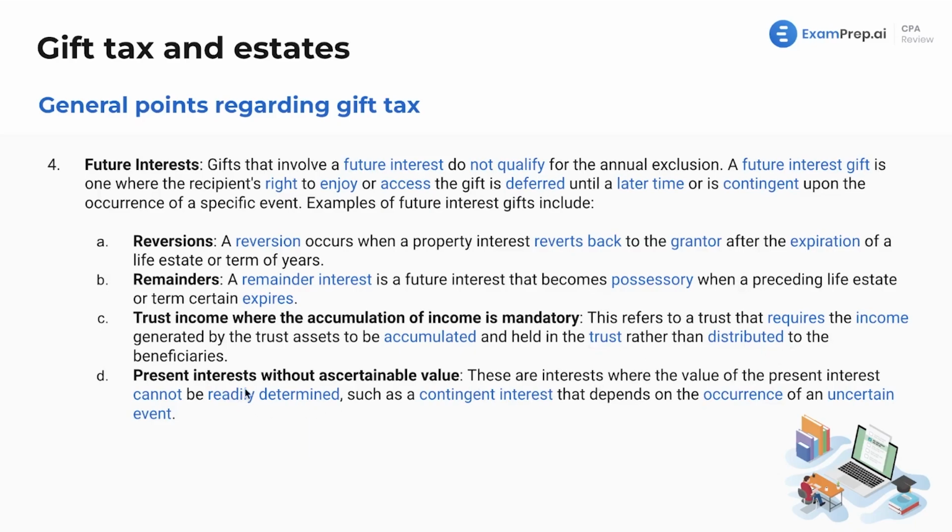And lastly here, present interests without ascertainable value. These are going to be interests where the value of the present interest cannot be readily determined, such as a contingent interest that depends on the occurrence of an uncertain event. So, there's many examples for that, but we'll see examples as we run through, but just points to know for the exam.